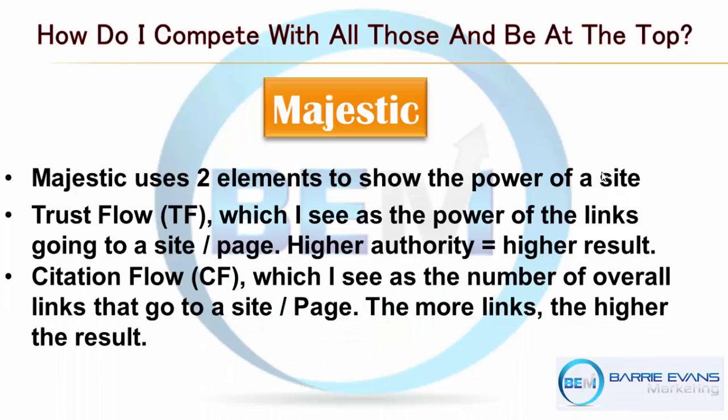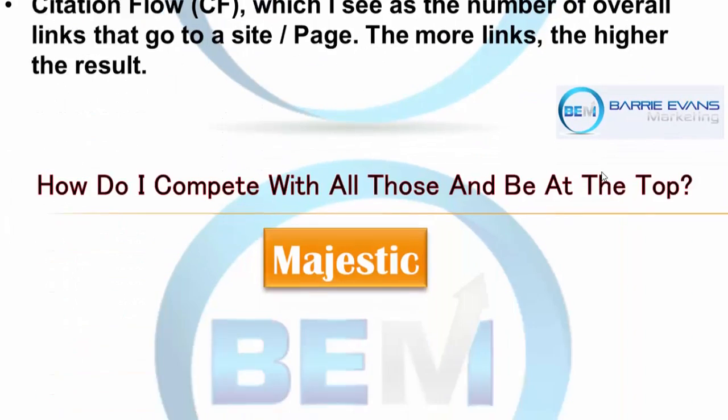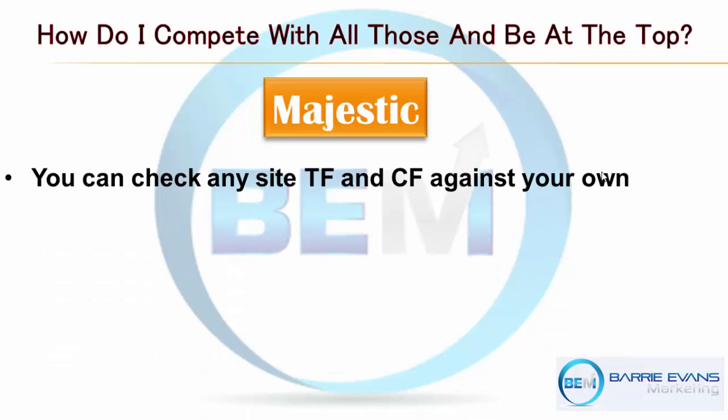Citation flow, CF. Again, this may not be 100%, but I see this as the number of overall links that go to a website or page. The more links that come in, the higher the result. So you can check any site's TF and CF against your own.